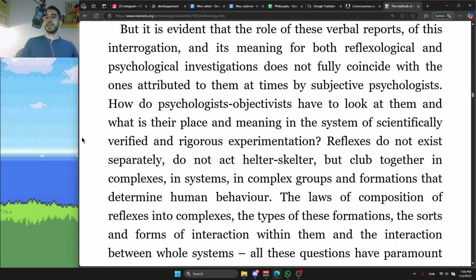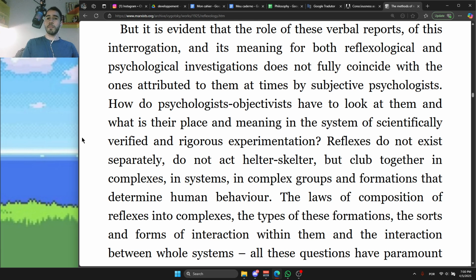But it is evident that the role of these verbal reports, of this interrogation, and its meaning for both reflexological and psychological investigations does not fully coincide with the one attributed to them at times by subjective psychologists. How do psychologists, objectivists, have to look at them, and what is their place and meaning in the system of scientifically verified and rigorous experimentation?